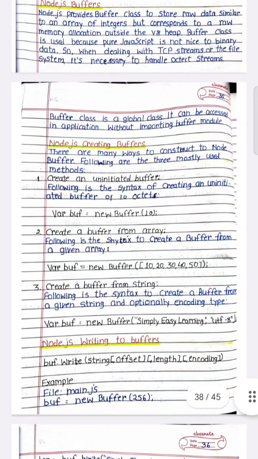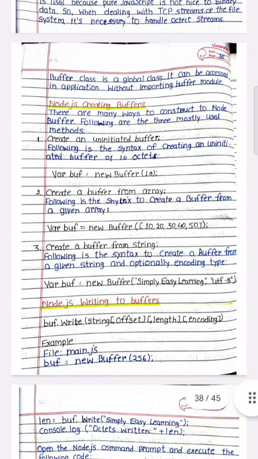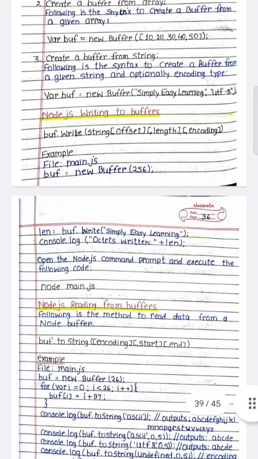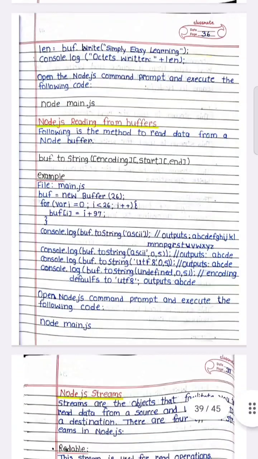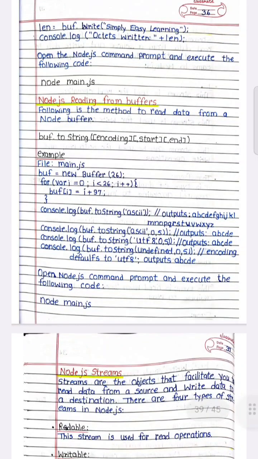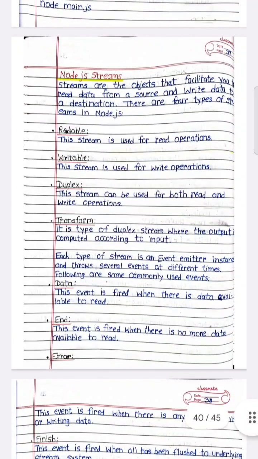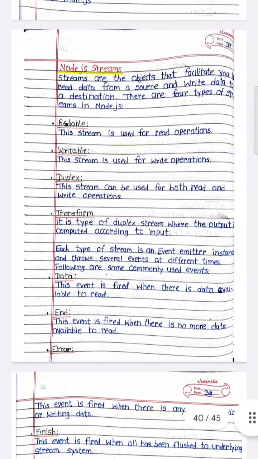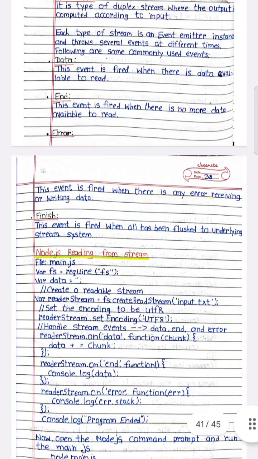Now the next is creating a buffer. There are three ways to create a buffer: first, creating an uninitiated buffer; second, creating a buffer from an array; third, creating a buffer from a string. Node.js reading from a buffer: we just type buf.toString with the encoding name. Then Node.js streams, where we have readable, writable, duplex, and transform streams, along with data, error, and finish events.